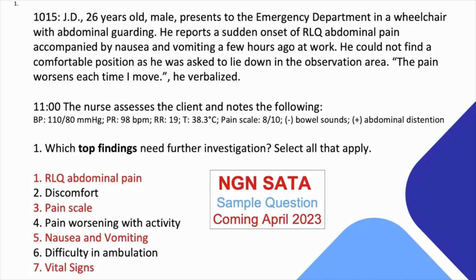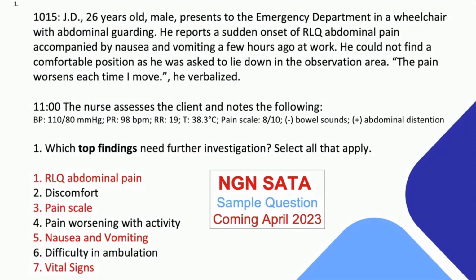The pain scale for this patient is irregular. The pain worsening with activity, what do we call that? That is a byproduct of the right lower quadrant abdominal pain. So we need to address the right lower quadrant abdominal pain, right? That is going to be the main source of the issue. Pain worsening with activity, well, it makes sense that would be a part of the issue, but it's not considered a top finding.